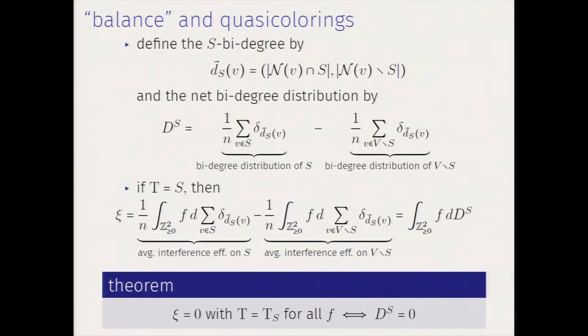So why is that? I mean, what's the interference effect? It's the net interference effect. It's the average interference effect on members. The net interference effect, if S is treated, is the average interference effect on S minus the average interference effect on S complement. But what's the average interference effect on S? It's basically the integral of F against the distribution of bi-degrees of members of S. And the average interference effect on S complement is the integral of F against the distribution of bi-degrees on S complement. And so this means that the net interference effect is actually the integral of F against this net bi-degree distribution. So what does that tell us? That tells us that the net interference effect vanishes if and only if this net bi-degree distribution vanishes. So that's what I mean precisely by balance. It means that the distributions of bi-degrees of the treated and untreated vertices should coincide.